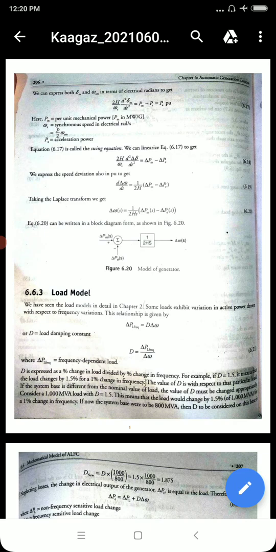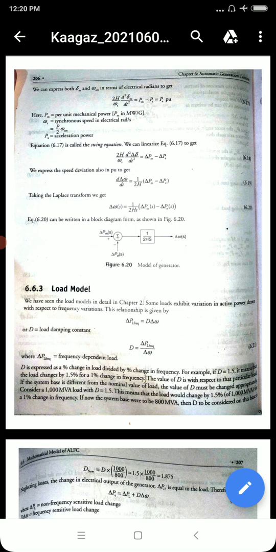So continue with the modeling of the automatic generation control. In the previous class we saw the generator model. In today's class we will continue with the load model. While we are building the model, we have seen that ALFC consists of the governor model, turbine model, and generator plus load model. All those models are connected together. Till now we have seen the generator model. Actually, generator plus load model is there.